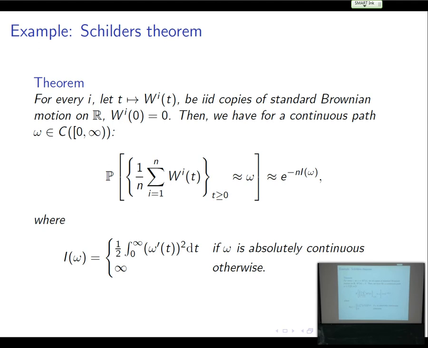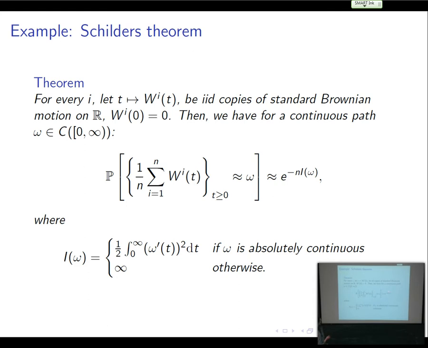So the first one is Schilder's theorem, which goes as follows. You have independent copies of a standard Brownian motion. And then you know by Cramér's theorem that at every time t you have a large deviation principle. But Schilder's theorem does the following. It takes all times at the same time and proves the large deviation principle for that.